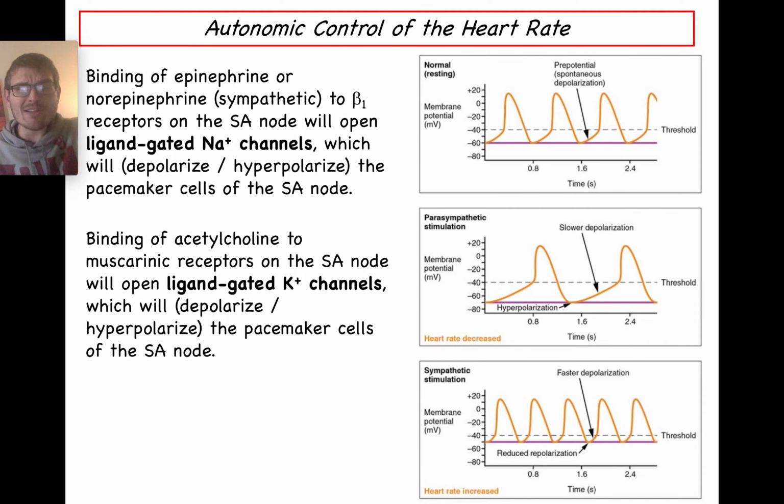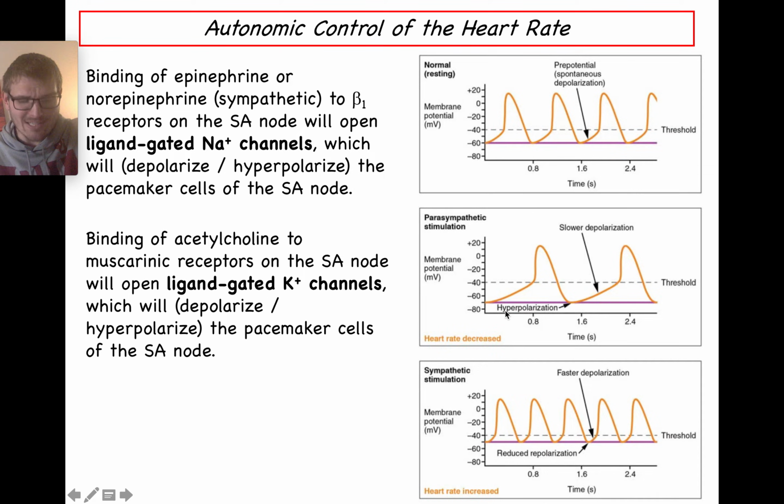In the case of parasympathetic innervation, with acetylcholine being released by those parasympathetic postganglionic neurons, that is going to bind to muscarinic receptors on the SA node, and these muscarinic receptors will open potassium channels. If we open potassium channels, is that going to depolarize or hyperpolarize these pacemaker cells? Think about that. So if you said hyperpolarize, you are correct again. So the effect we see here on the frequency of pacemaker potentials is going to be just the opposite.